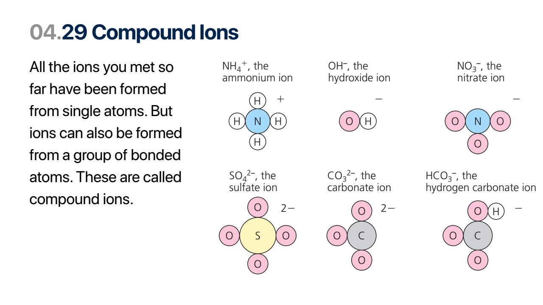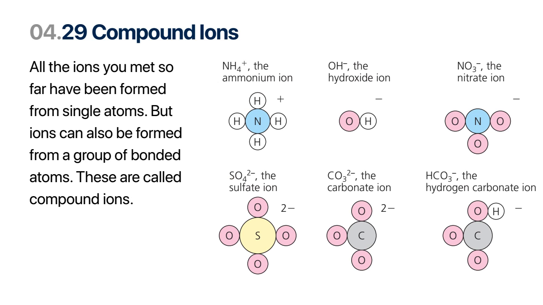Hey guys, welcome back. So right now we're talking about the ammonium ion, the hydroxide ion, the nitrate ion, sulfate ion, carbonate ion, and the hydrogen carbonate ion. Now out of these six, the hydrogen carbonate ion is probably the least important, but these other five ions show up a lot, so we're introducing them early in the course, right?